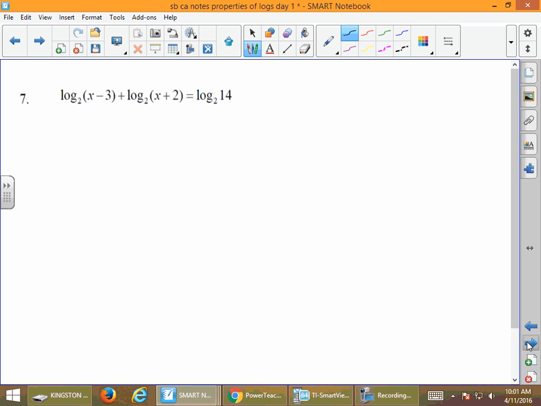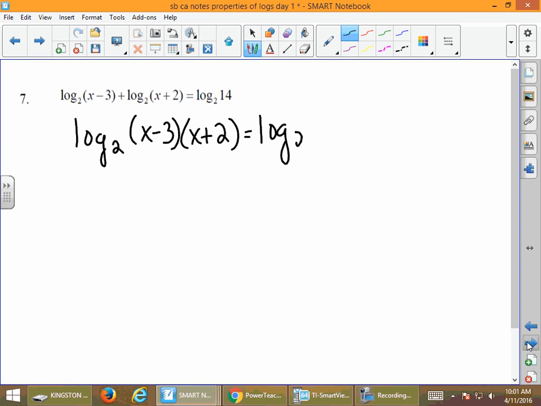And as we take a look at the last example, log base 2 of x minus 3 plus log base 2 of x plus 2 equals log base 2 of 14. Let's continue our pattern. We want to condense it down so that we have one logarithm on the left and one logarithm on the right. What does plus tell us to do? Multiply. It's going to be log base 2 of x minus 3 times x plus 2 equals log base 2 of 14.